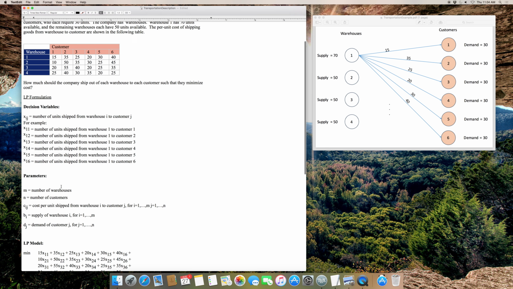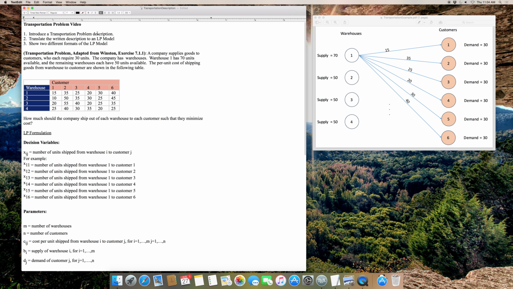So looking back at what we've done, we have introduced a transportation problem description, translated the written description to an LP model, and shown 2 different formats of the LP model. So this is just an introduction to transportation problems.